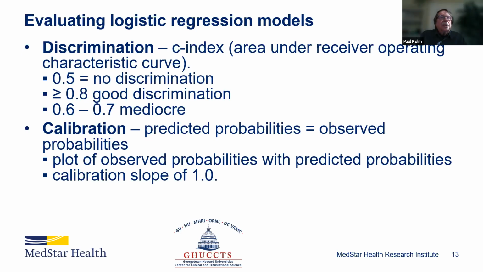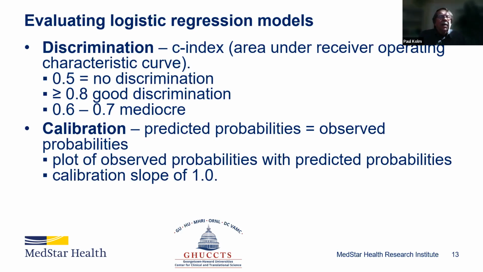good discrimination. Sometimes you see discrimination indices, or the C index, of 0.6 to 0.7. And I've seen articles where they say, well, that's really good discrimination index, but it's really not. That's probably at best mediocre.